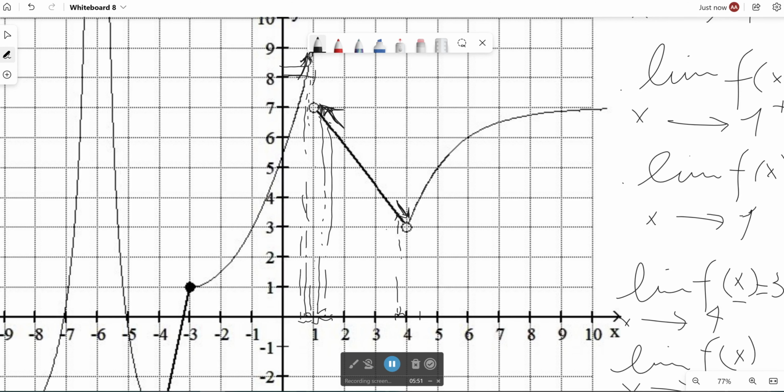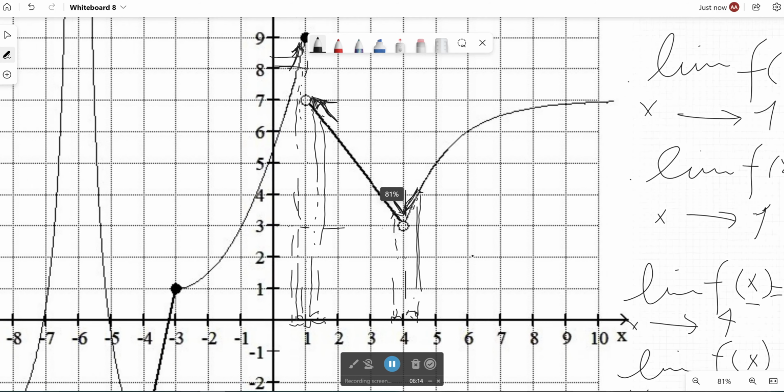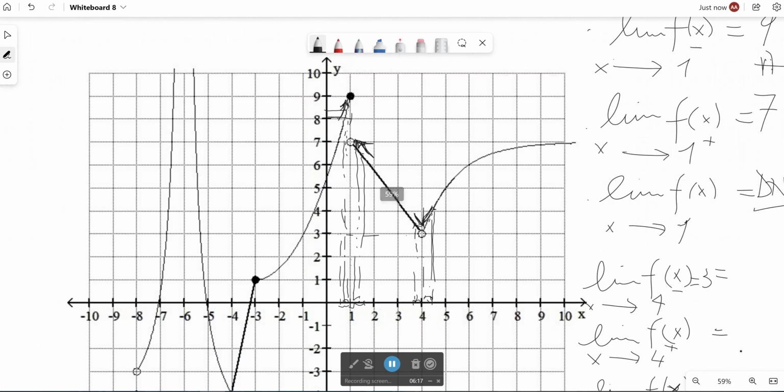And as x approaches 4 from above, or the right, start here, get f of x, step one step closer, get the f of x, one step closer, get the f of x. There's a clear descending trend towards y equals 3. Therefore, the limit of f of x as x approaches 4 from above, or from the right, is equal to 3.